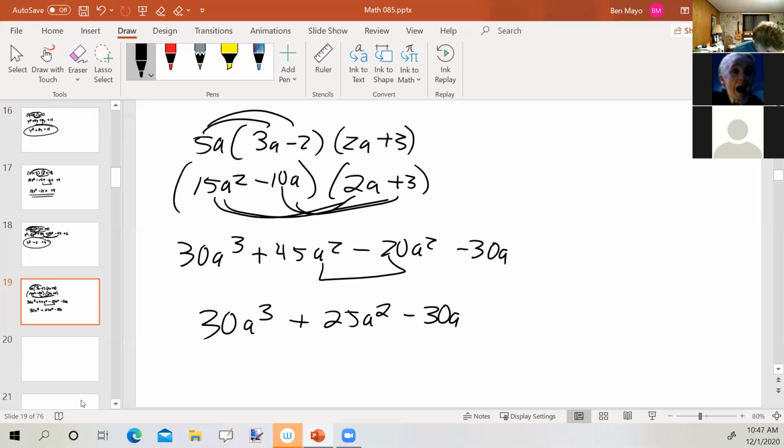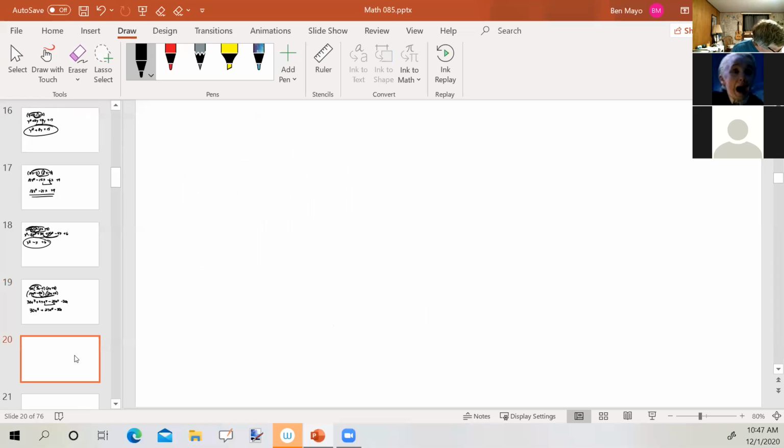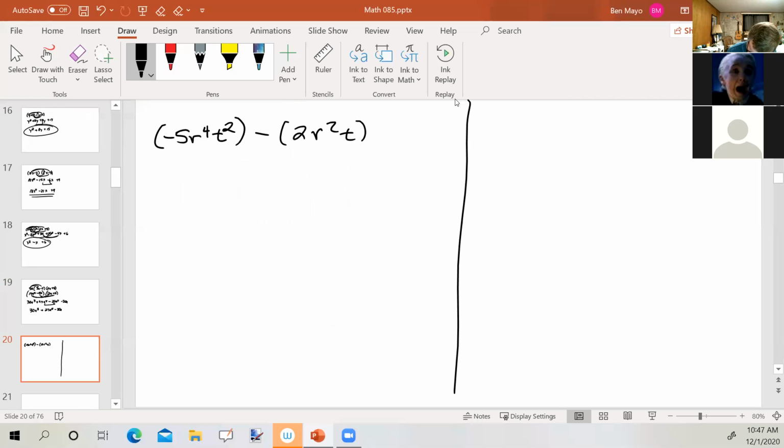Let's take a look at this problem. Let's contrast this: -5 r to the 4th t to the 2nd minus 2 r squared t. And that compared to -5 r to the 4th t squared times 2r squared t.